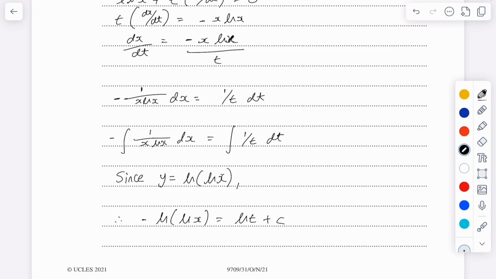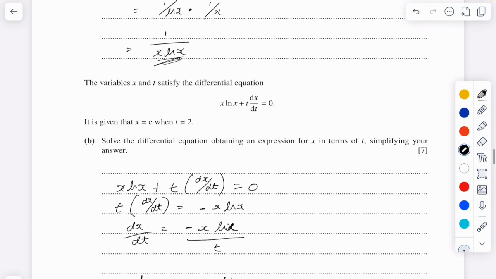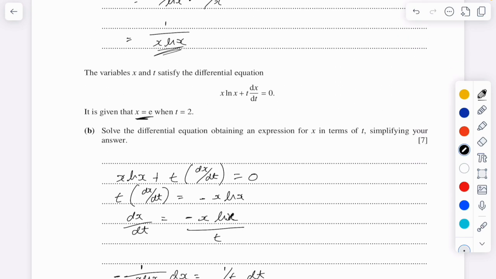Now, why have we done that? Because, as you can see, we've integrated this, and we've applied the minus to it. And over here, it's just a simple case of integrating according to our ln rules. So that's ln t, and adding the constant of integration. But we're not done yet. It's given that x equals e when t equals 2.